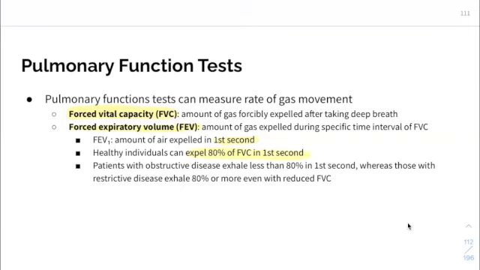Somebody who has some kind of obstructive disease like bronchitis or pneumonia, they're not going to get 80% of that air out in that first second. Even somebody with asthma, they can't. Someone with restrictive diseases exhales 80% or even more.